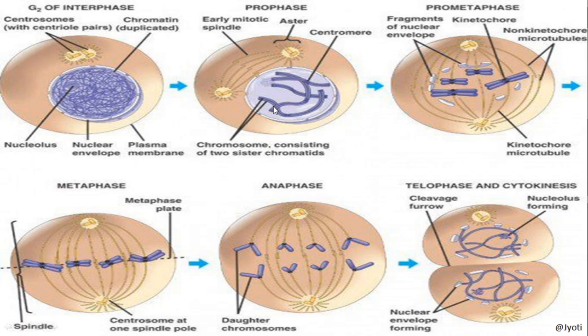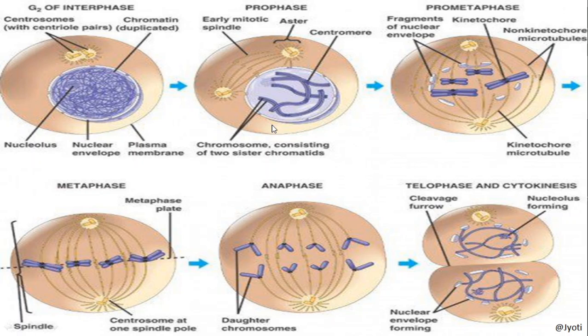Here you can see a very thin line is there. So it consists of two chromatids and the chromatids are joined at the centromere. So this point is the centromere at which the two chromatids are joined with each other.